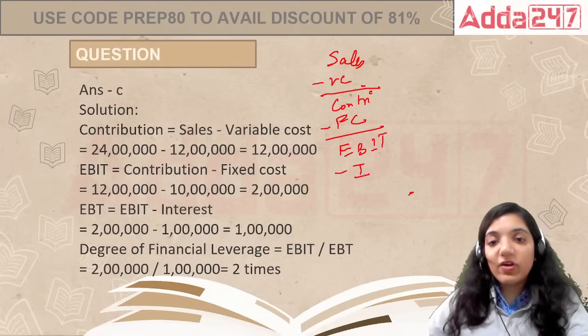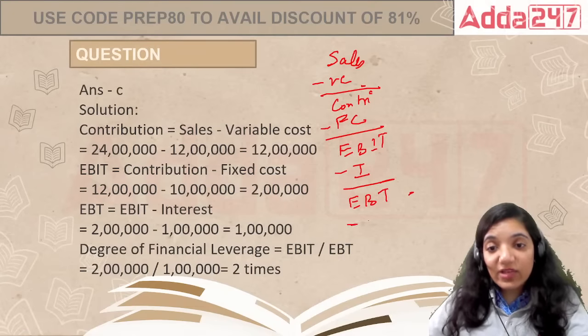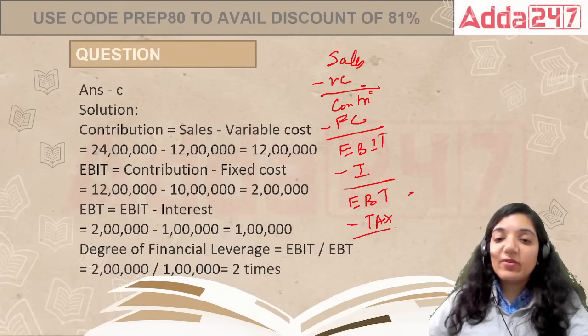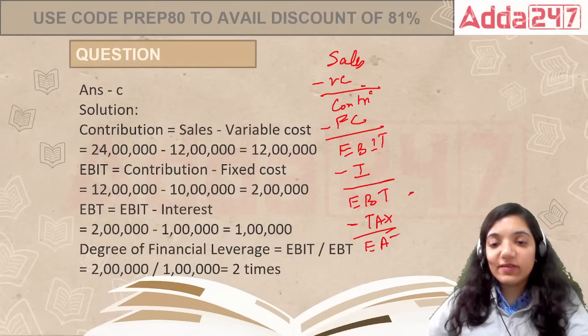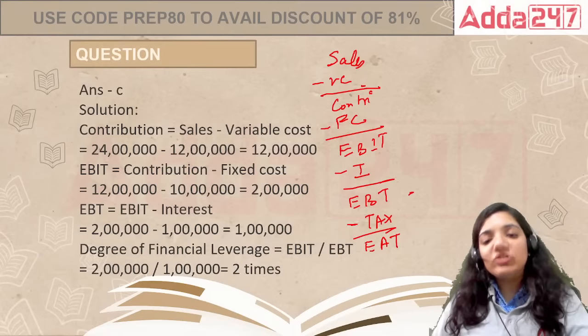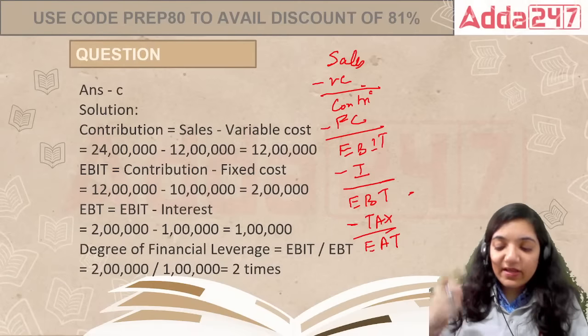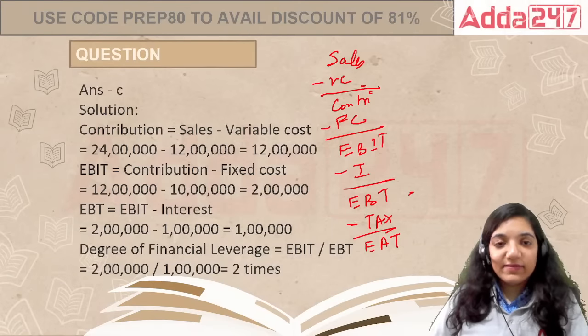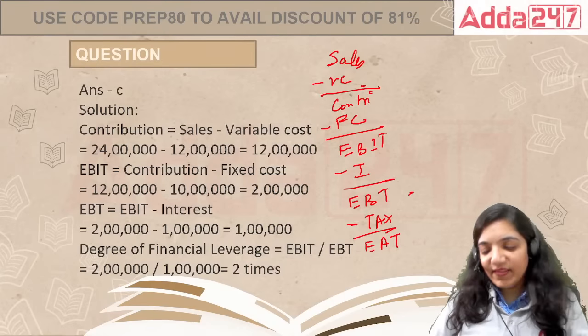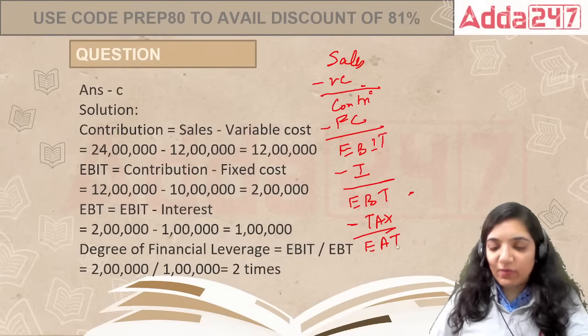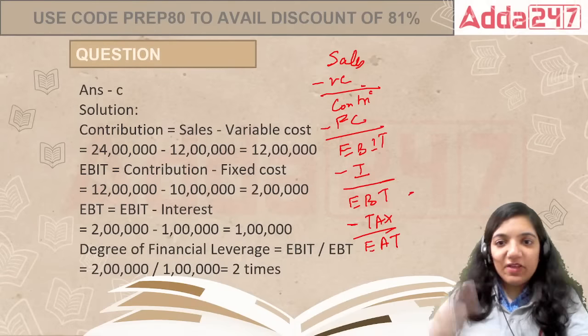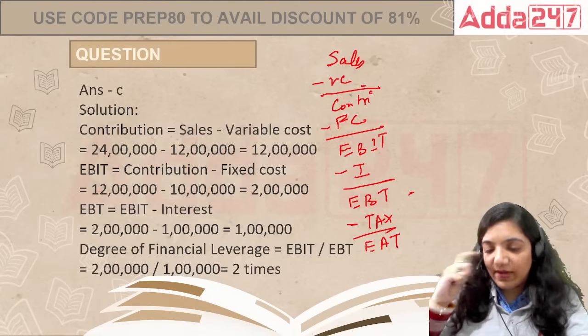Then you remove your interest, it will give you earning before tax, and then you remove the tax, that will give you earnings after tax. Though in most of your questions you do not reach up to the level of earnings after tax, but rest everything is definitely there. Right? Okay. Now shall we move on, everyone? If anybody is noting it down, then you can definitely go ahead with it.